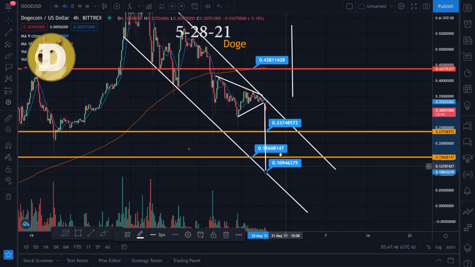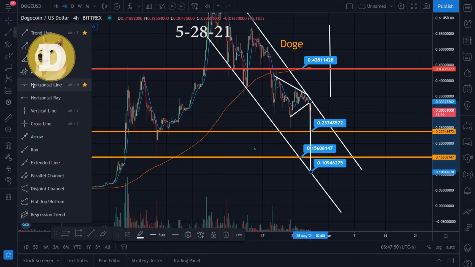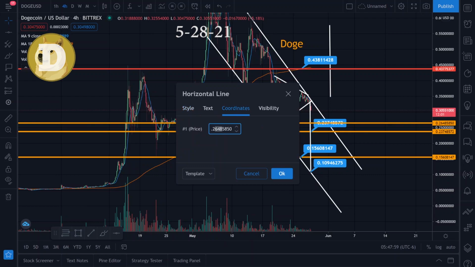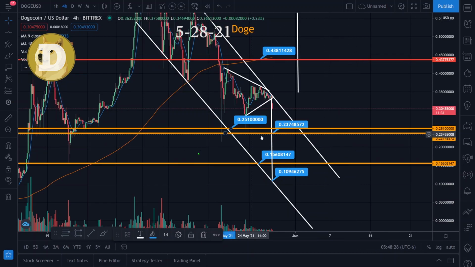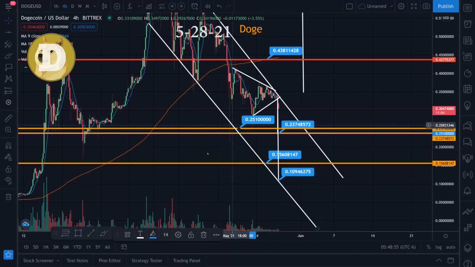Also .251 was really good too, because there was a lot of support right here. I would maybe just do that just to be safe, so let's put that at .251. So if I was doing limit orders, I would pick between these numbers: .251, .237, .156, .109. Honestly, I'm not sure where it's going to get support, but these are the previous supports, and these are what I would look at.